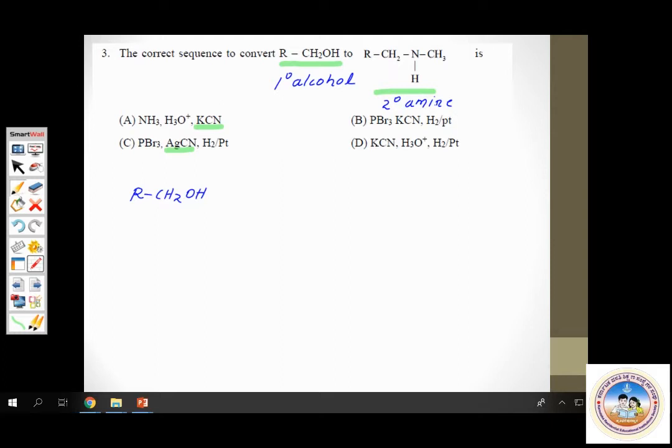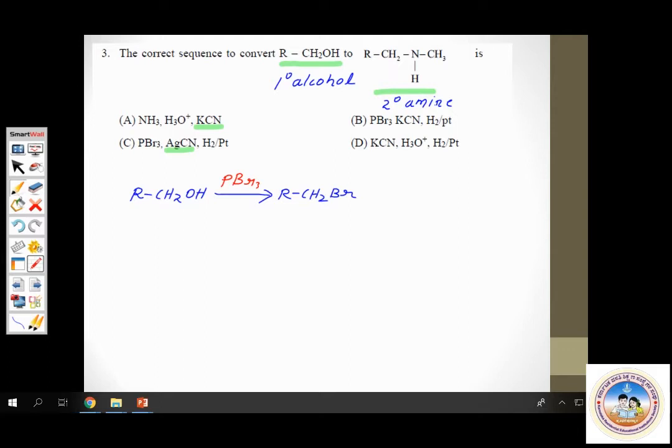But also keep in mind, before you add KCN or AgCN, this particular compound must be converted to the corresponding haloalkane, because haloalkanes are the ones which undergo nucleophilic substitution reaction very easily. Alcohols you cannot substitute that easily, because OH is a bad leaving group. Therefore, what is your first task? Convert alcohol into haloalkane. How to do that? Use PBr3. Using PBr3, you can convert alcohol to haloalkane. So in place of OH, you'll have Br, RCH2Br.